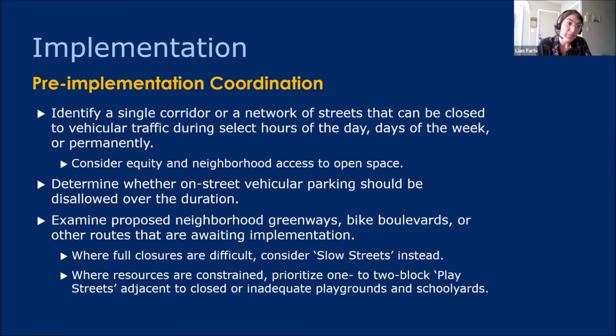Next, we want to talk about the implementation and what you need to make sure you're taking into consideration. So as Mike mentioned, we like to look at what is the appropriate location for an implementation of an open streets? We're going to look at a specific corridor and network of streets that could be closed for vehicular traffic. We're going to identify whether it's a closure for temporary a few hours of the day, few days of the weeks, or permanently. As mentioned before, equity is a big part of the decision making when we're looking at the location and trying to identify locations that are with need for open space.